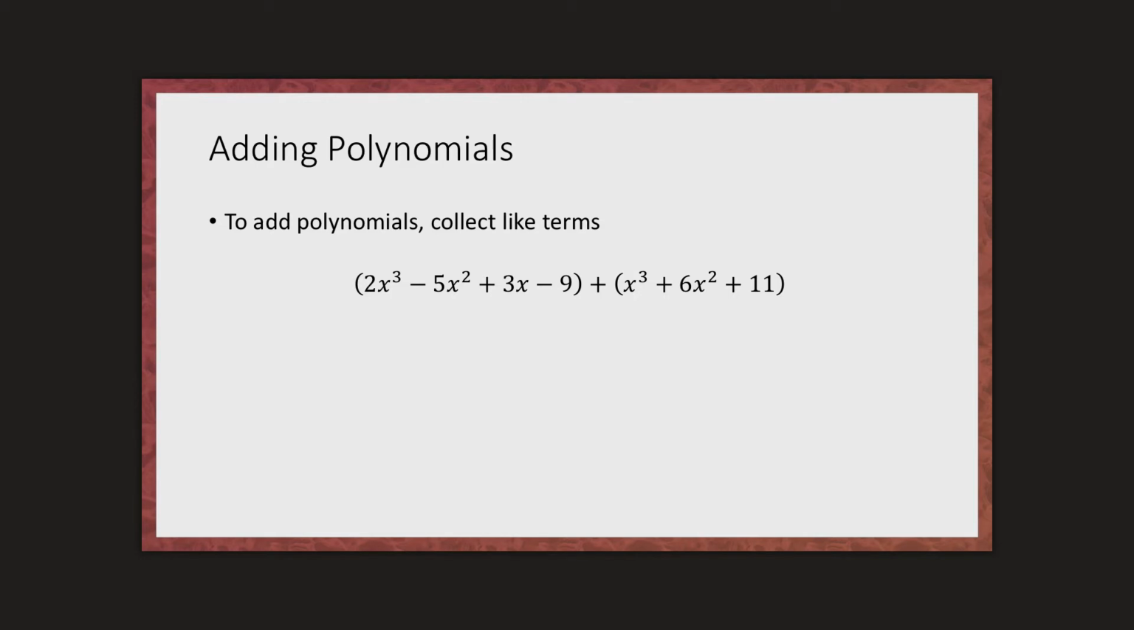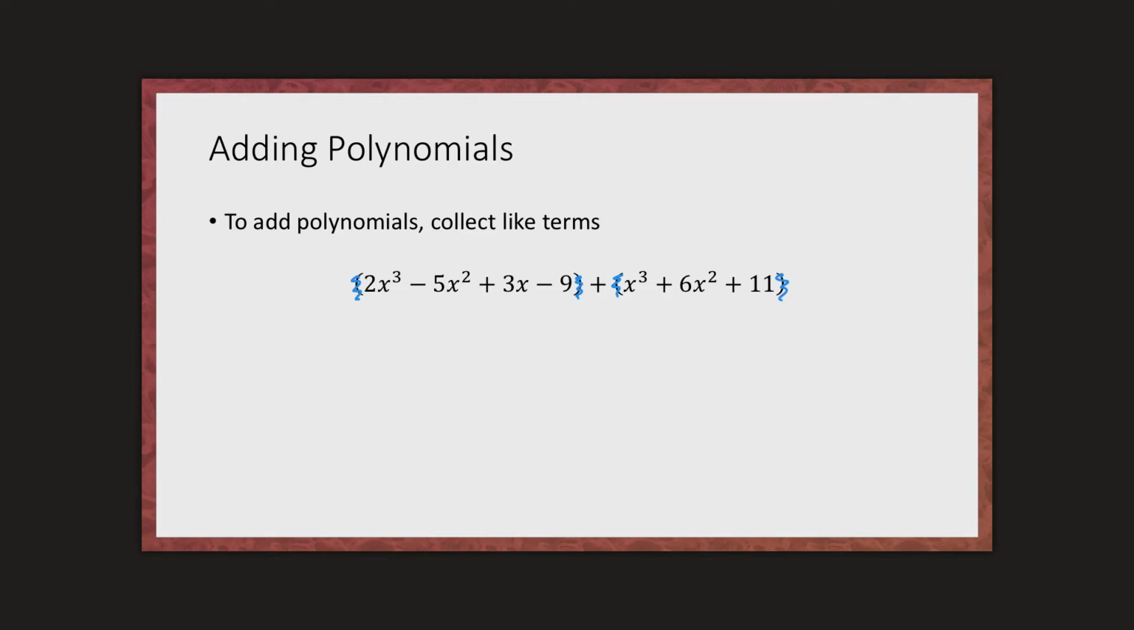Let's look at the second polynomial. x to the third plus 6x squared plus 11. That is also in standard form. Notice there's no x term. There's no linear x term, x to the first power, and that's okay. Now, in order to add these two together, we can drop the parentheses because there's no more simplification that can be done inside the parentheses. And we can just simply add all the like terms together.